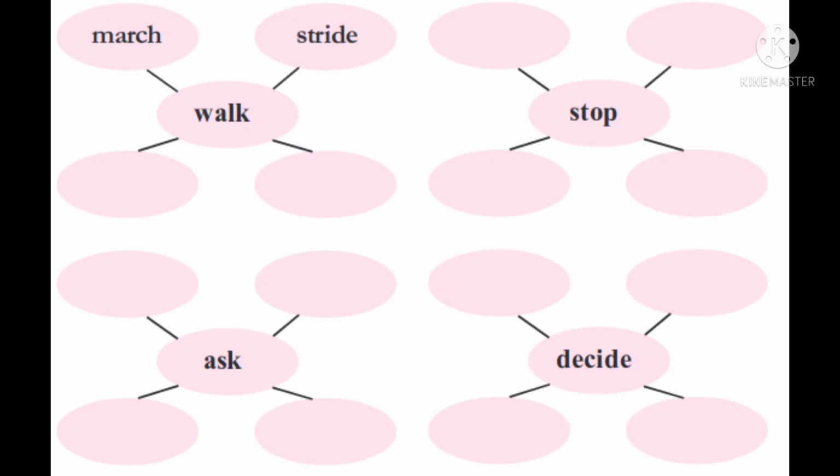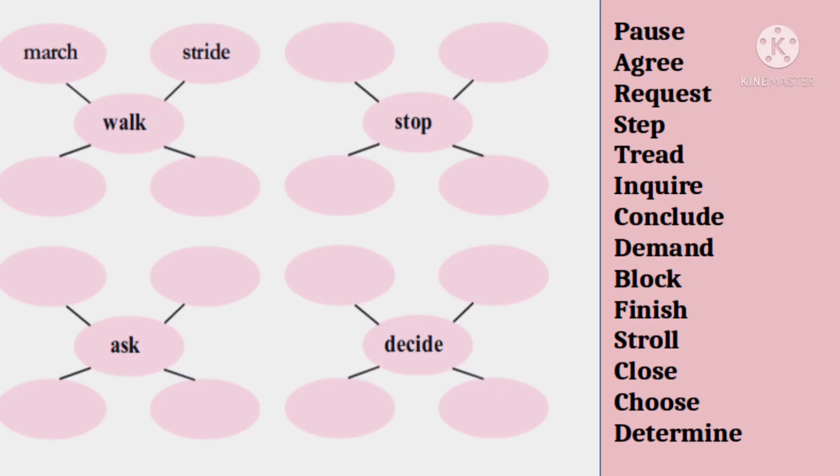Now this is your third activity for today. What you have to do is, there are some words given on the side of this screen. You have to select the appropriate words and complete this word web. You have to find out 4 words for each bubble and complete this word web of synonyms.